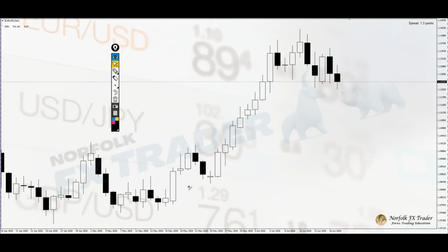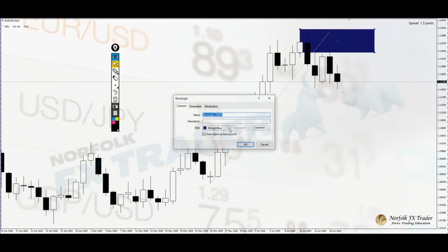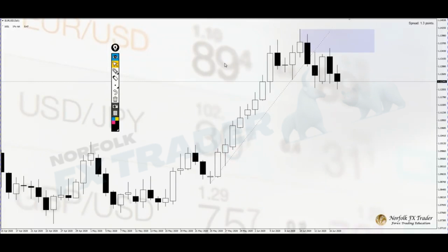Now we have a trend line we can draw. We can draw this trend line as price went higher. We broke the trend line, and then we can draw this area of supply to look for a sell trade off. So let's mark this out as a supply zone. Okay, so there's our area of supply.